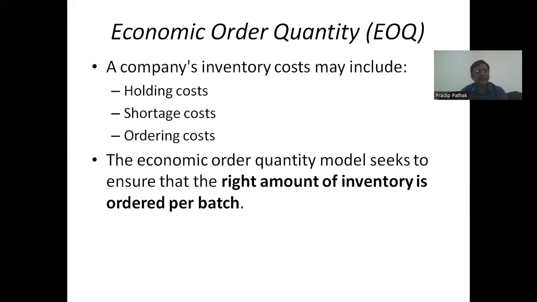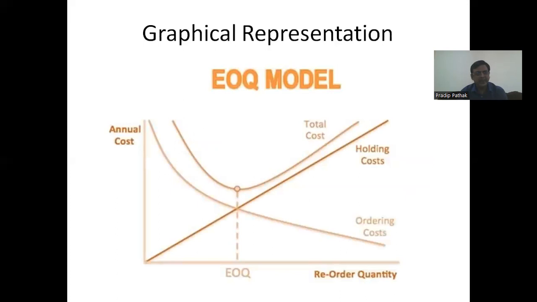So how can it happen? Let us see. This is a graphical representation of the EOQ model. You see this is a simple plain graph. You can see the x-axis, which is the reorder quantity, and the y-axis is the cost. Now, this is the ordering cost curve, as you can see. This line shows you the holding cost, and this is the overall or total cost.